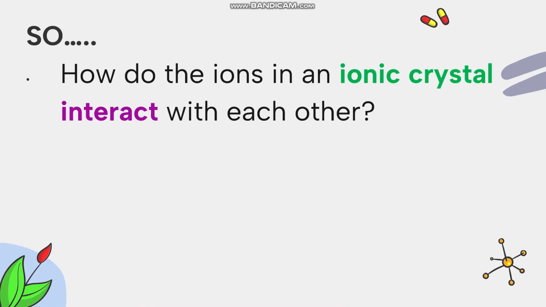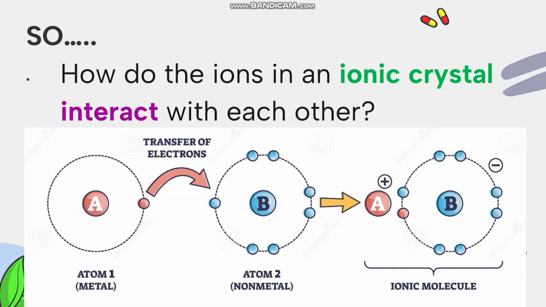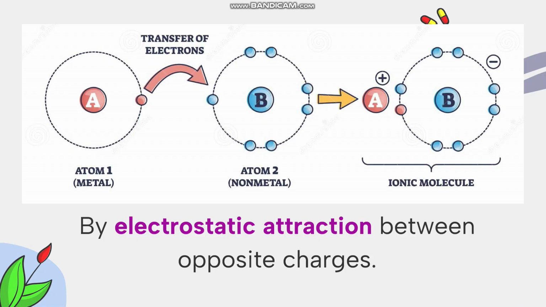In order to answer the questions that we mentioned at the beginning of these activities, now we will answer two suggested questions first. The first one is, how do the ions in an ionic crystal interact with each other? The answer is by electrostatic attraction between opposite charges, which makes it very stable because the ions affect each other in one crystal, which holds it very firmly.